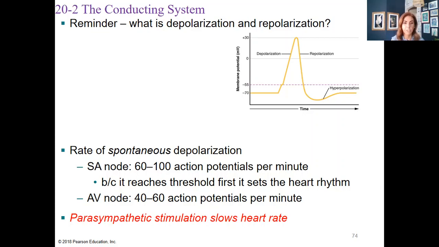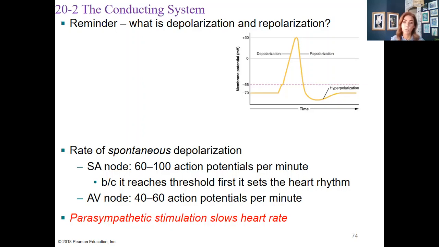everybody not have 100 beats per minute on their heart rate? The reason why is because, remember I said the nervous system can modulate that heart rate. So the parasympathetic system is the one that is dominant in normal physiological heartbeat. So therefore, the parasympathetic system is going to slow that heart rate down.